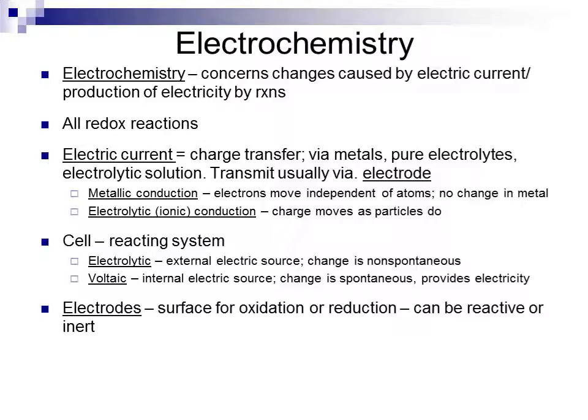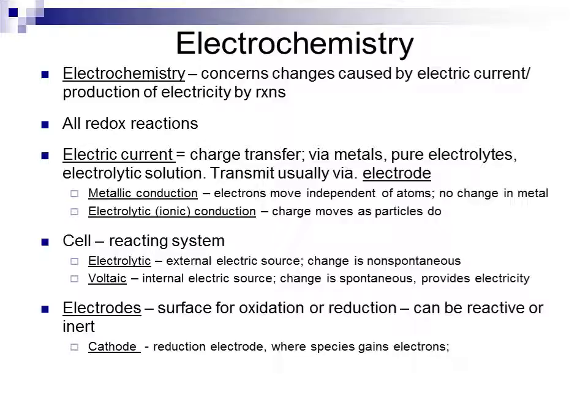Now, electrodes, as mentioned earlier, are the conduit for electrical charge, and in a cell, the electrodes will be the surface for which the oxidation or reduction processes can occur. So if we have an electrode in an oxidation process, the electrode is the surface on which the oxidation occurs. And for a reduction process, it occurs on the electrode for the reduction process. Now, electrodes can be either reactive or inert. If electrodes are reactive, they will actually participate in the reaction. If they're inert, they simply serve as a surface on which the reaction occurs.